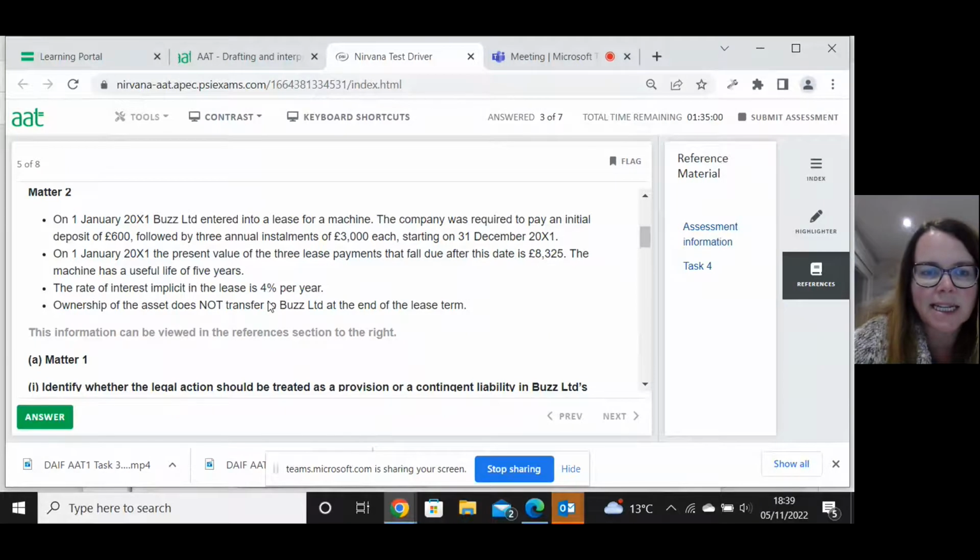The rate of interest implicit in the lease is 4%. That's just explaining the difference between what I'm actually paying and the present value at the beginning.